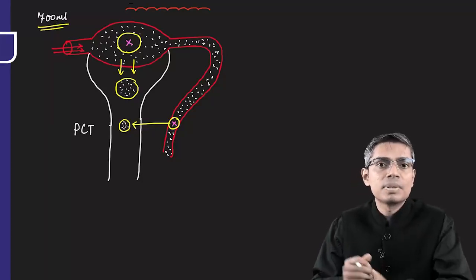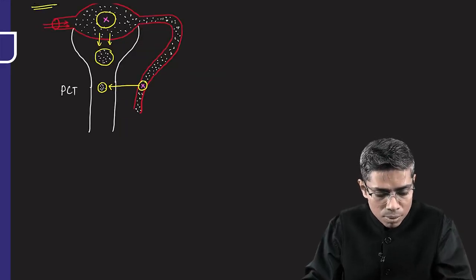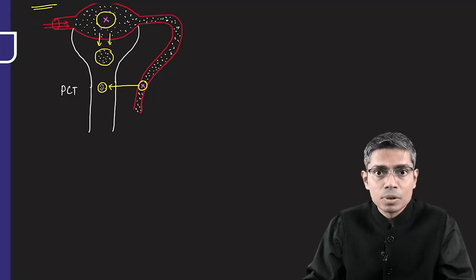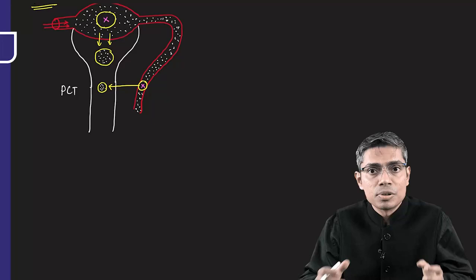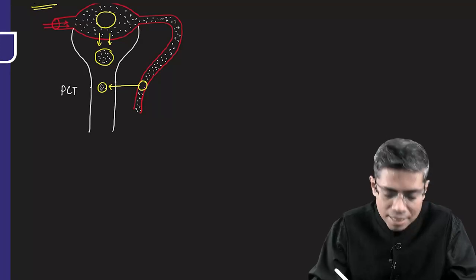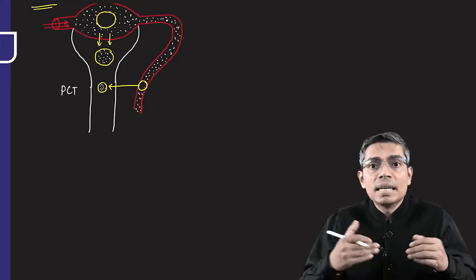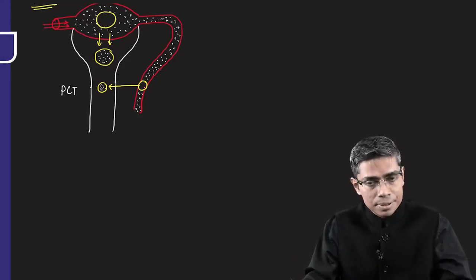But that is not possible clinically, right? So that's why we have to go by a certain indirect way to measure the volume of plasma which is getting cleared at the level of the glomerular capillary, and the volume which is getting cleared at the level of the peritubular capillary. We have to go in an indirect way. What is the indirect way?